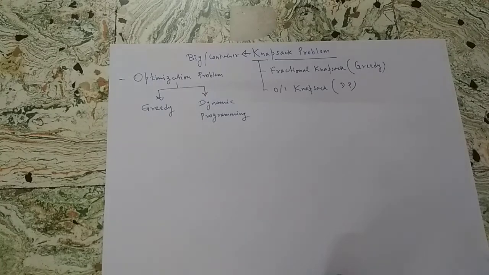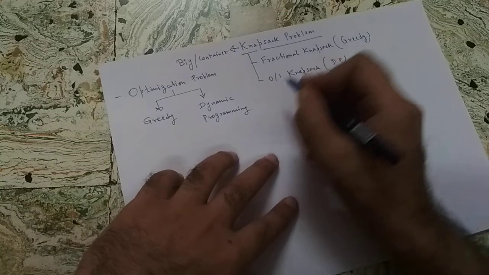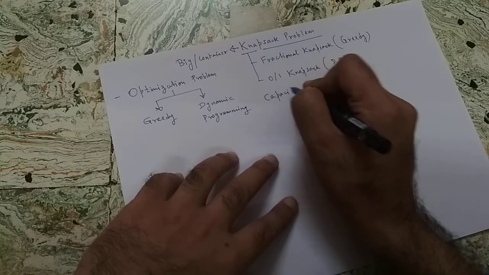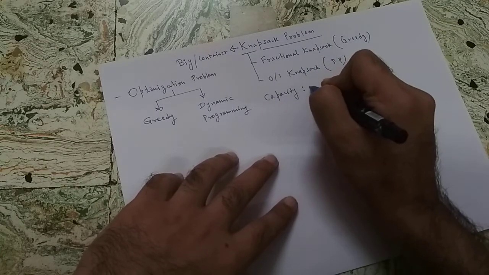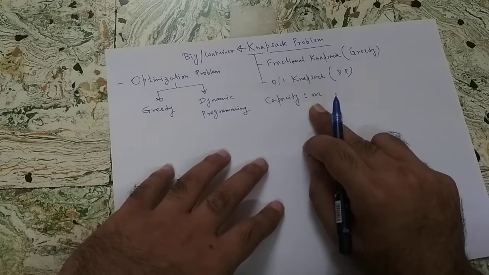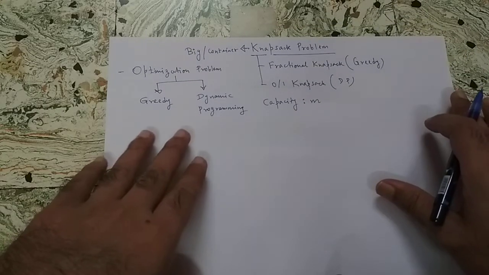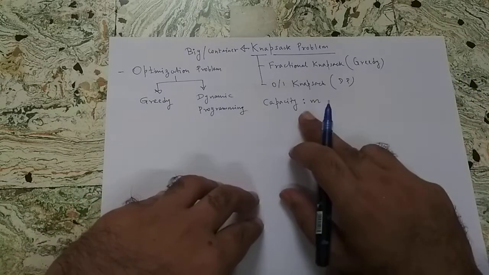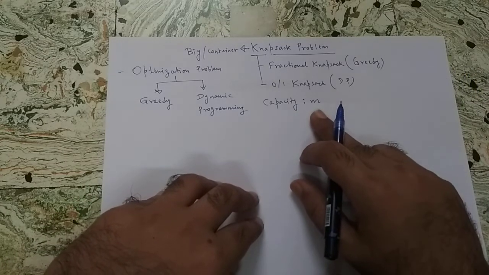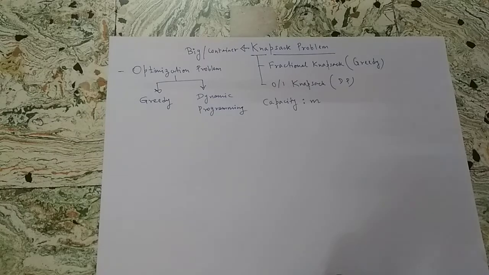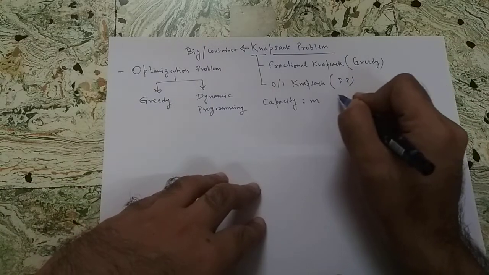Now, let's state the problem of fractional knapsack. You can pause the video from time to time and note it down. The fractional knapsack problem can be stated as: given a knapsack of capacity M, where the capacity is denoted by M. That means the maximum weight that the knapsack can accommodate is given by this variable M. And a set of objects N.